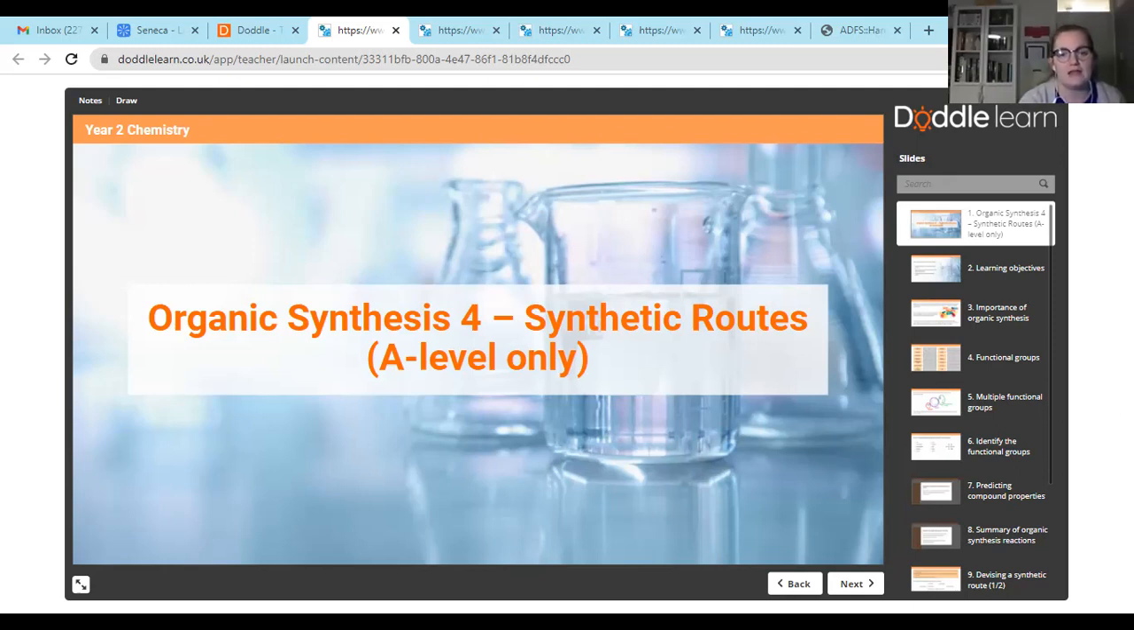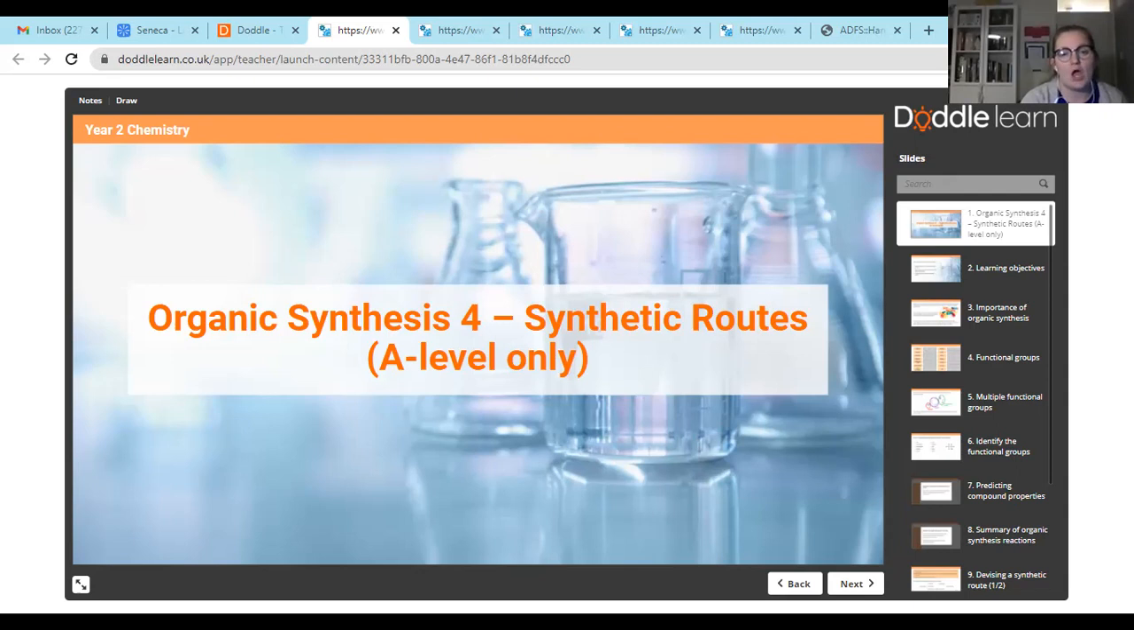So alcohols and ethers, we can have aldehydes and ketones, acids and esters, but we'll look at that in a bit more detail now. So alcohols and ethers. We could have ethanol, which is an alcohol, functional group ROH.